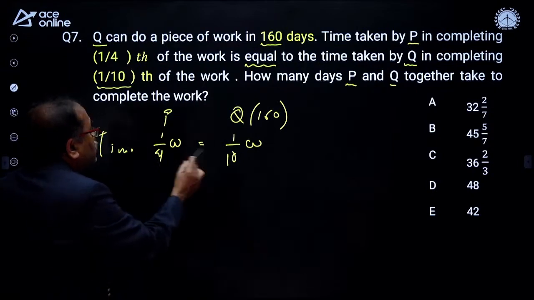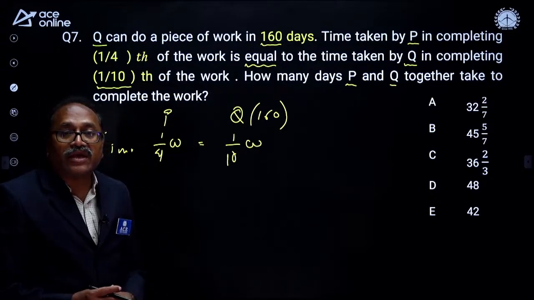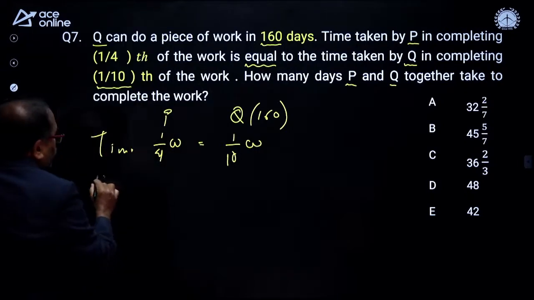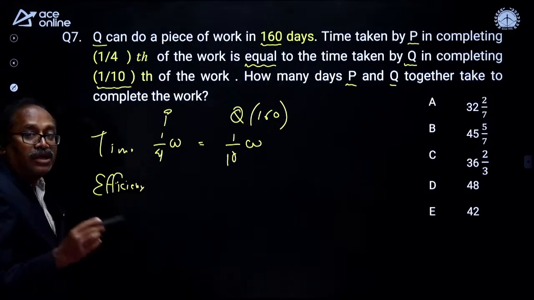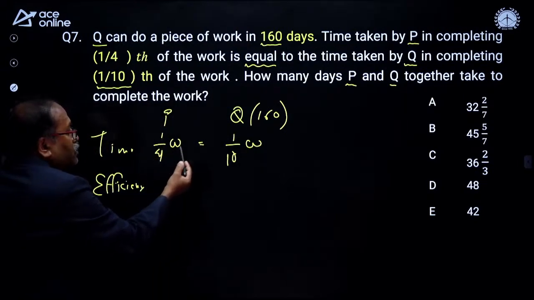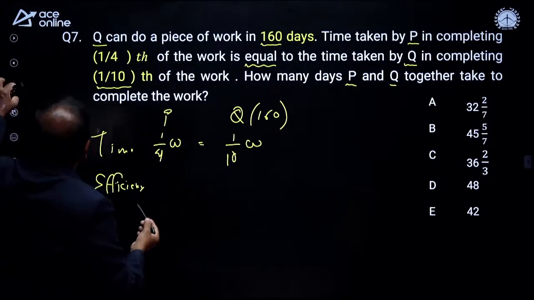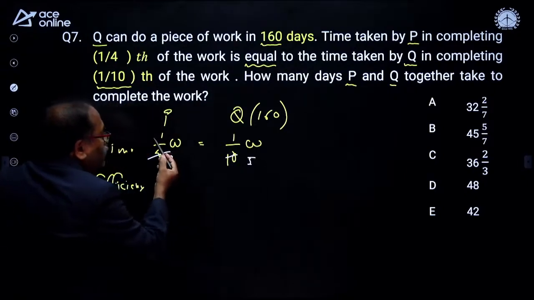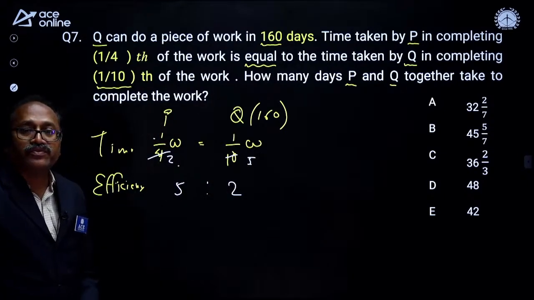Can we get the efficiency ratio? Time is the same, so the time ratio is also the efficiency ratio. So here 1/4 of the work is equal to 1/10 of the work of Q. So what is this ratio over here? I notice that this is 2 and this is 5. As 5 will come over here, 2 will come over here. So their efficiency ratio is 5:2.